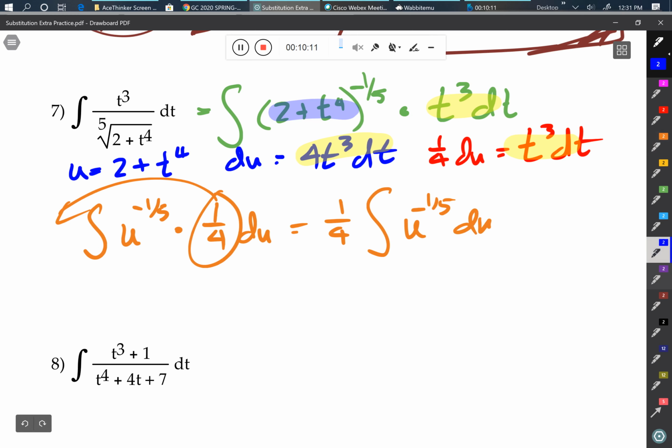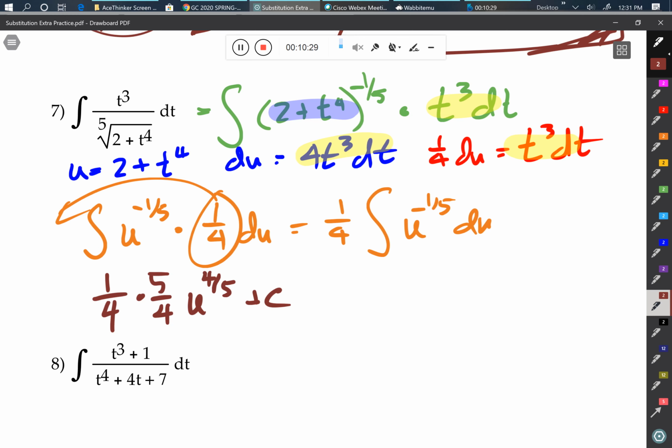Both things that are supposed to happen happen. That is, all the t's went away, and I've got something simple to integrate. When I say simple, I don't mean easy. I mean uncomplicated. Add 1 to the exponent will give me 4/5, so multiply by 5/4 out in front, and of course plus c.